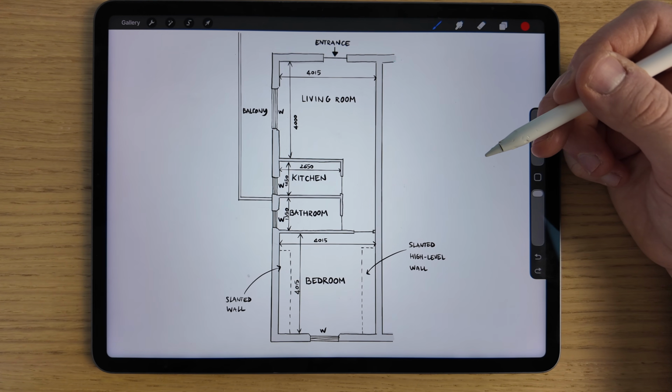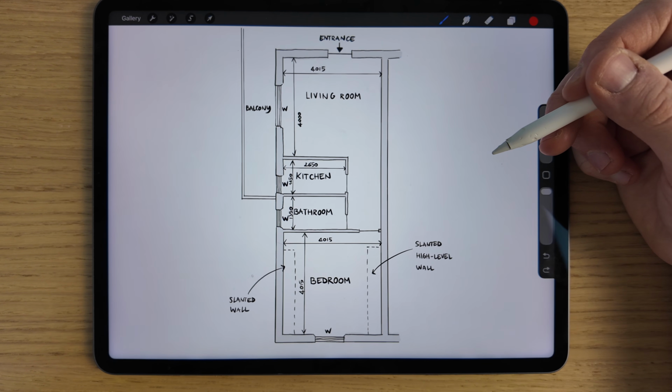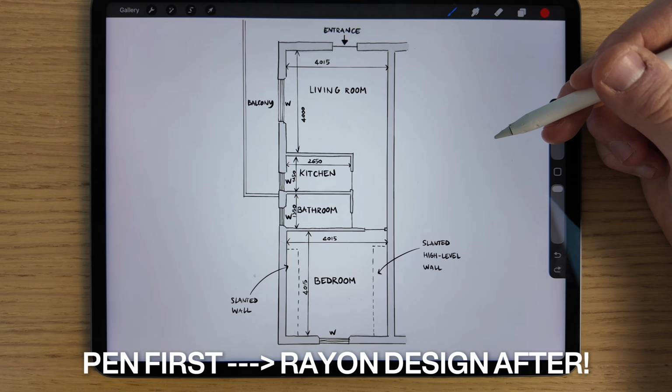If you're wondering what is he talking about, well, let me show you. What I mean is get a pen and draw up your plan first without furniture. Things will get clear, trust me.